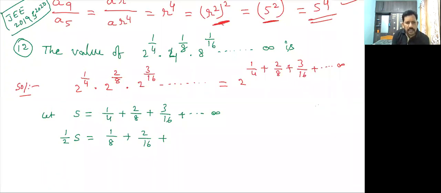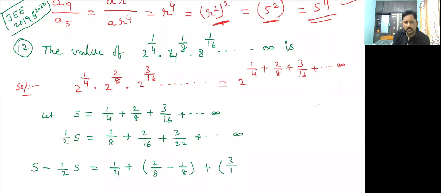Taking that sum of powers as S, S = 1/4 + 2/8 + 3/16 and so on. Multiplying by 1/2 on both sides, (1/2)S = 1/8 + 2/16 + 3/32 and so on infinite. Now subtract: S minus 1/2 S gives 1/4 plus (2/8 minus 1/8) plus (3/16 minus 2/16) and so on infinite.